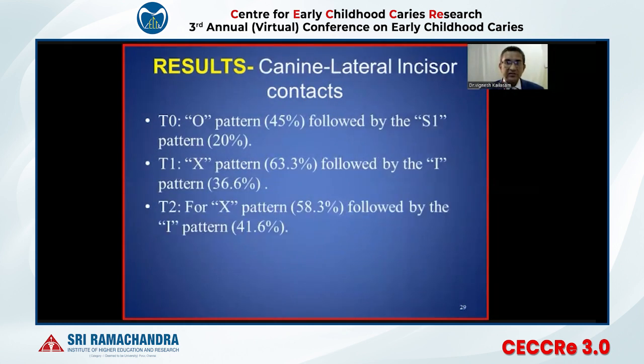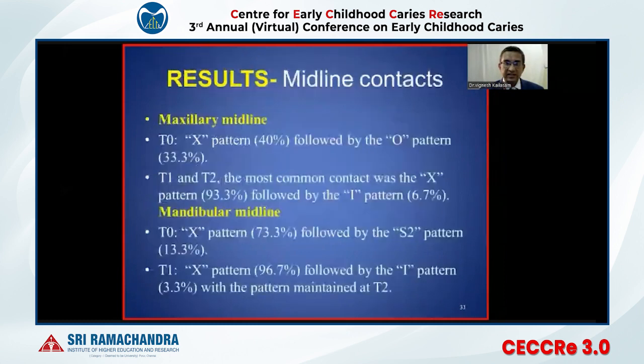For the anterior teeth contacts, the open pattern followed by some minor rotations, which was the S1 pattern, was seen. At the end of treatment, we saw the X and I patterns, which were maintained for most of the anterior dentition. For the midlines, the X pattern and the O pattern were more common at T0, whereas the X and I patterns were more common at the end of treatment and 1 year following orthodontic treatment, for both the maxillary and the mandibular midlines.